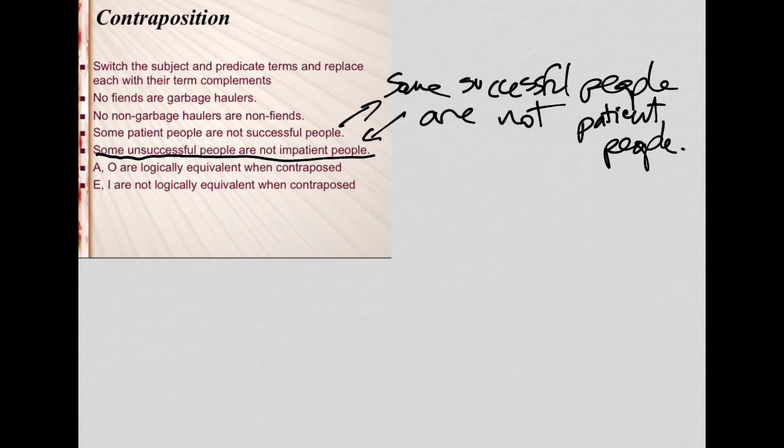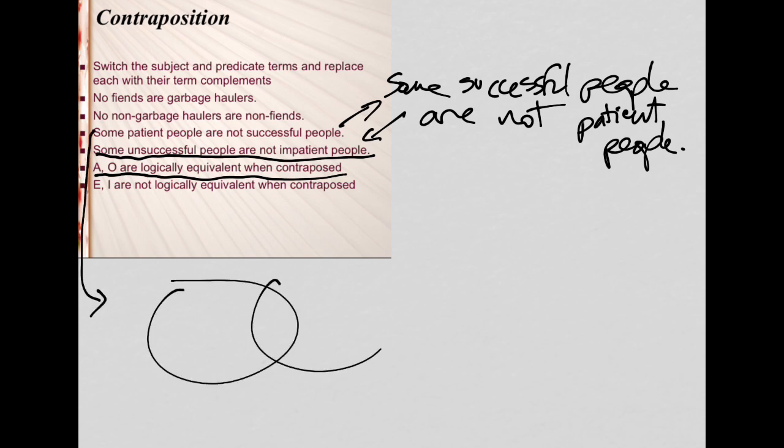Now that original statement was an O statement, of course, and as we see here right below, it's supposed to be logically equivalent when we contrapose it, and you might be able to see that for yourself, just reflecting on it, but we don't have to because we can do the Venn diagrams to make sure. So let's do the Venn diagram for the original statement. And so we have patient people and then successful people. And so "some" is an X. And that X is in the patient people circle, but it's not in the successful people circle. And so we put it there.